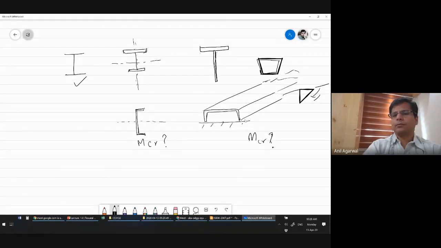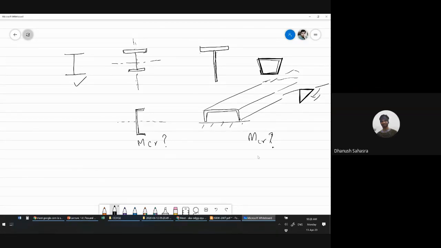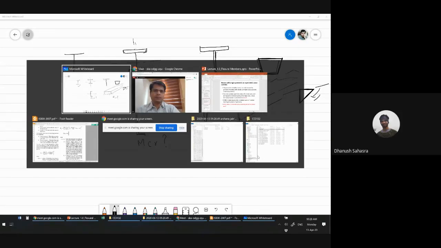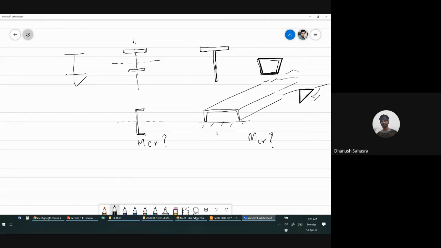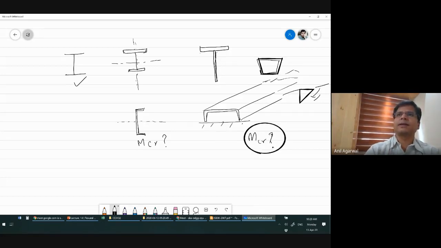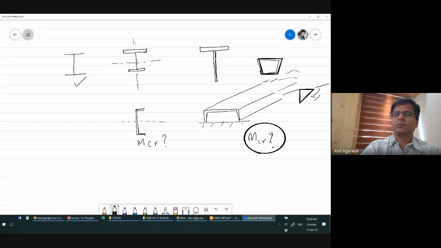Okay, so we don't know. The answer is, we don't know. The method does not help us. Use the same equations as we use for I section, since we don't have any method in the IS code. Yeah, but those equations are not correct. You may use them, but then you are on your own because you don't know whether the values you are getting are anywhere near the correct values or not. But the funny part is that you don't need M critical for a member that is bending about the minor axis, right? You forgot that.